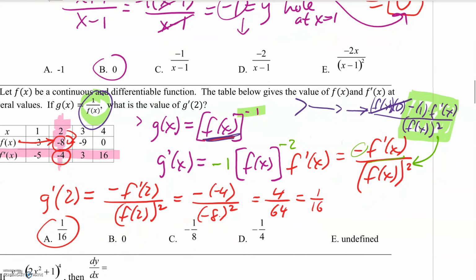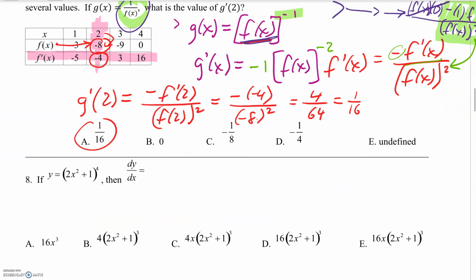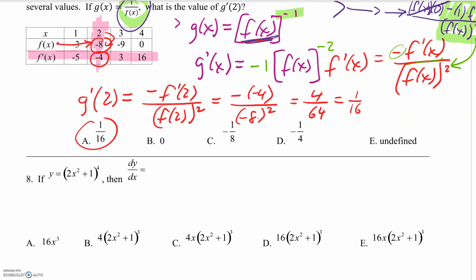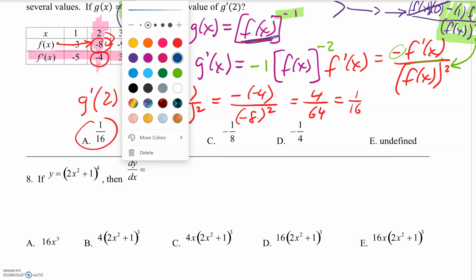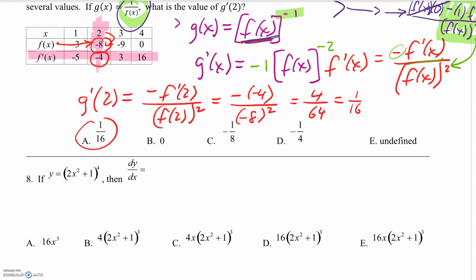All right, let's move on to number 8. So in number 8, what we have here is a power. We've got a power of 4, and then we got some stuff inside it. So we're going to start with that 4 coming down, change that to a 3. Okay, and then the inside stuff, that 2x squared plus 1, that was this business. It doesn't change. All right, and then we need to multiply by the derivative of that inside. So we'll go 4x because that's the derivative of that inside stuff right there.